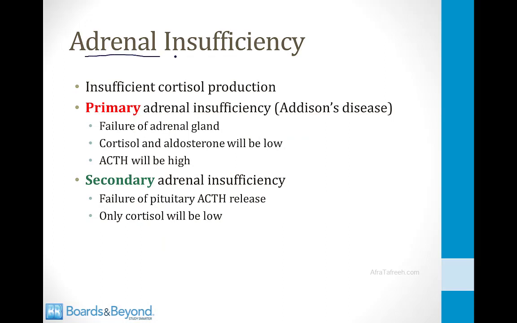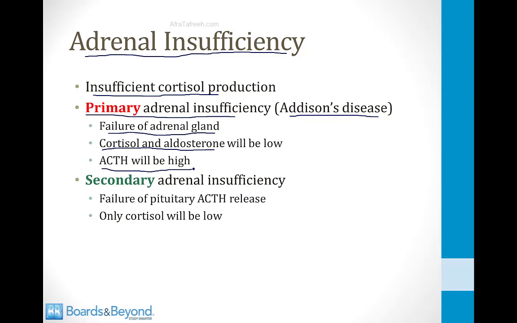Now we're going to talk about adrenal insufficiency, which is the opposite of Cushing's syndrome. This is what happens when there's insufficient cortisol production from the adrenal gland. Adrenal insufficiency can be a primary or secondary disorder. In primary adrenal insufficiency, there is a failure of the adrenal cortex. This is often called Addison's disease, named after the man who first described the condition. In primary adrenal insufficiency, cortisol and aldosterone can be low, but importantly, the ACTH level will be high. This is because the pituitary gland is reacting to the low cortisol level and trying to stimulate the adrenal glands, but they are unable to respond to the stimulation by ACTH.